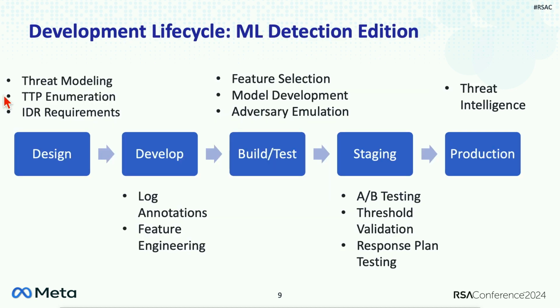And so if we zoom out a little bit, how does this fit in with the overall development lifecycle for machine learning? And so like I mentioned, we always start with our threat modeling and our TTP enumeration. The other important thing that we need to do is we need to engage our incident detection and response team fairly early on. So a fairly common requirement that comes up is the detection and response team needs to know why something is being flagged.